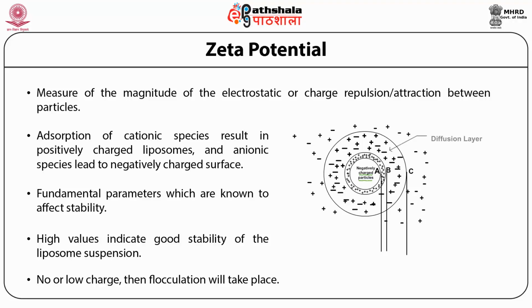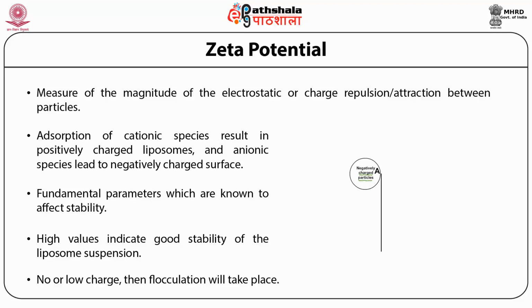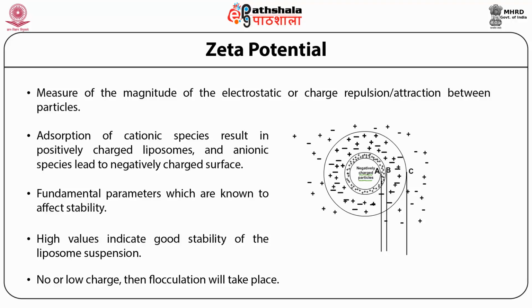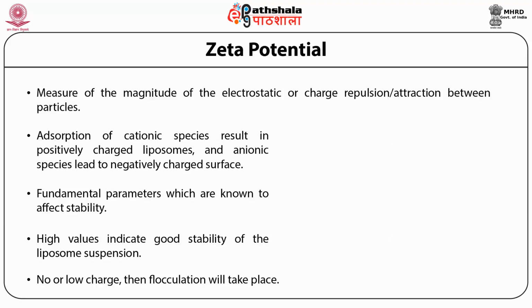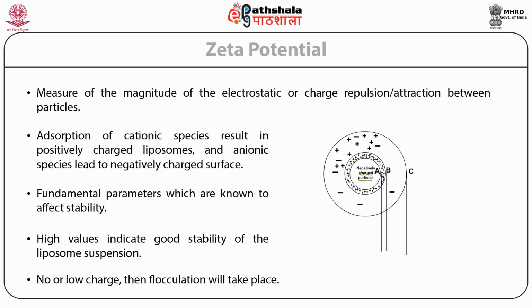The incident laser beam then passes through the center of the sample cell and the scattered light is detected. When an electric field is applied, all the liposomes moving through the entire volume will cause fluctuation in the detected light. The frequency of the fluctuation will be proportional to the speed of liposomes. The information is passed to a digital signal processor and then to a computer which calculates the zeta potential.